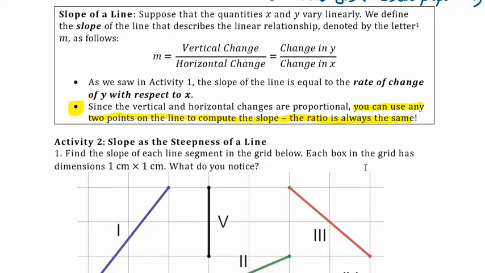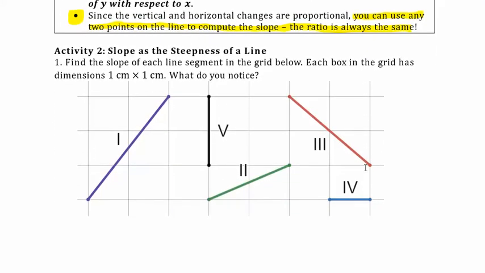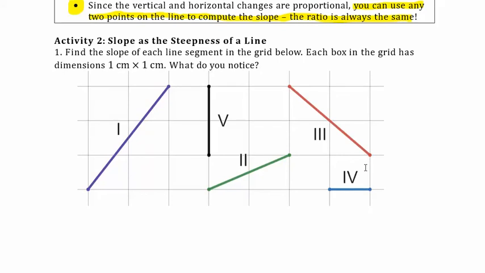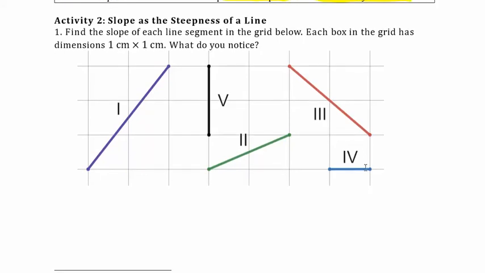Let's look at activity 2. We're going to compute some slopes. Find the slope of each line segment in the grid below. Each box in the grid has dimension 1 by 1. All right, so remember you're doing change in y over change in x. Why don't you pause the video and find the slope for each of these line segments and then start it up when you're done.